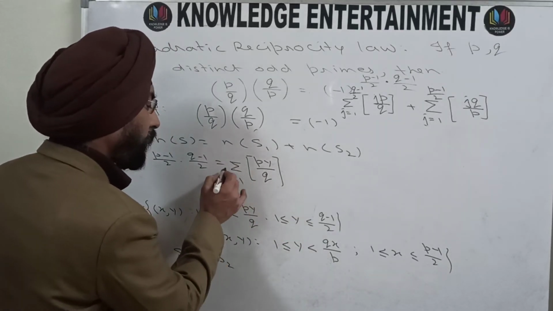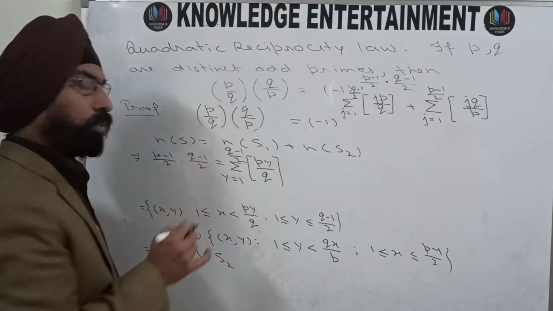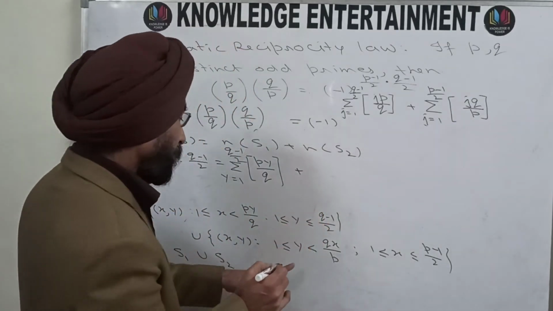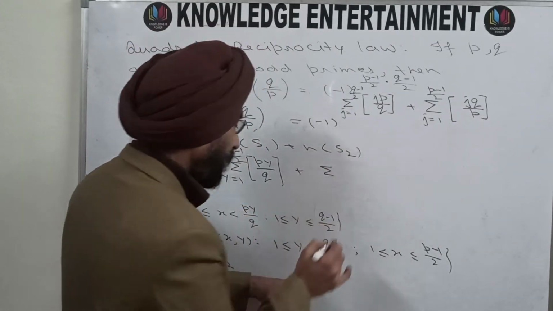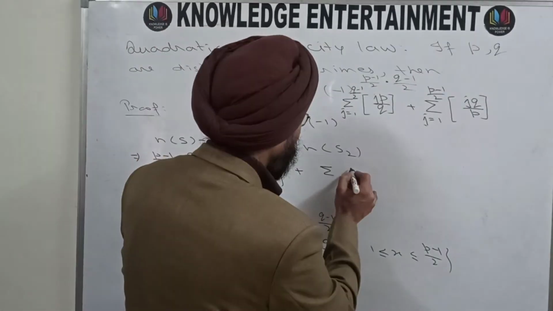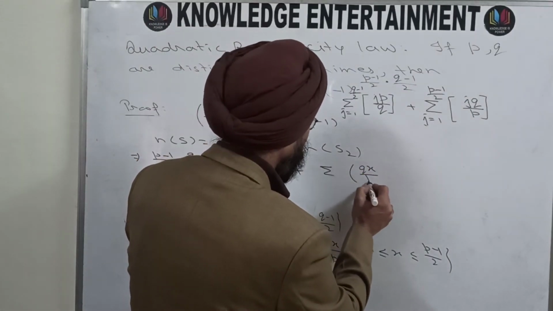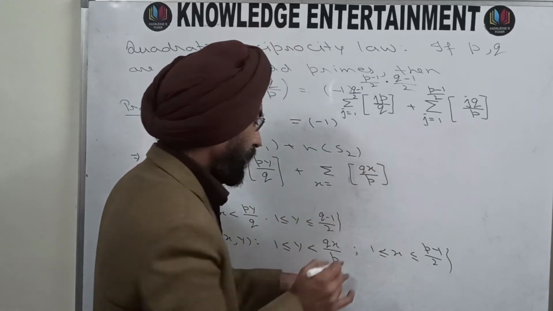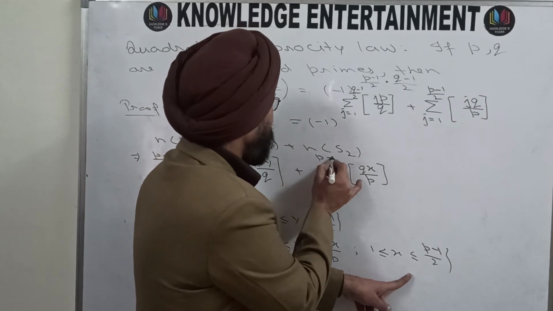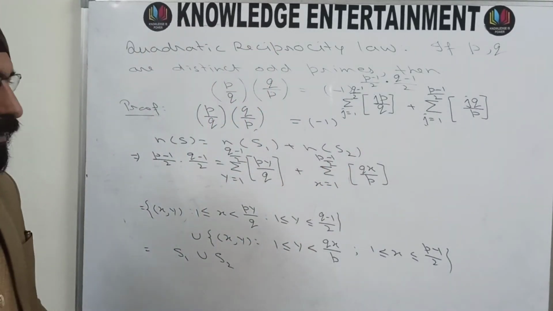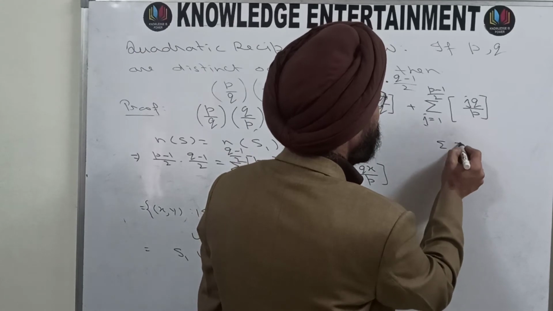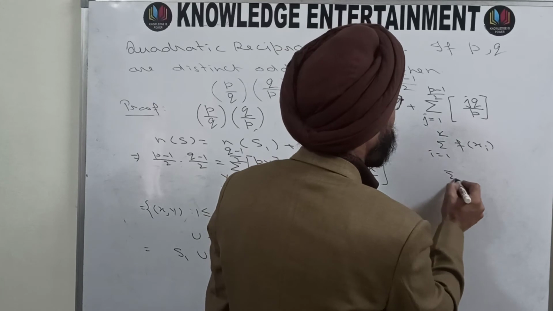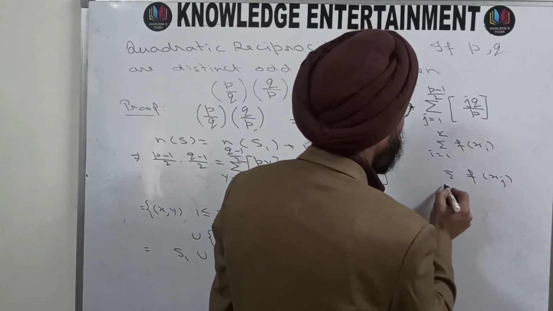Summation is over y from 1 to (q minus 1)/2. Similarly, for the set S2, it is sigma of the greatest integer of qx/p, where x lies between 1 and (p minus 1)/2.